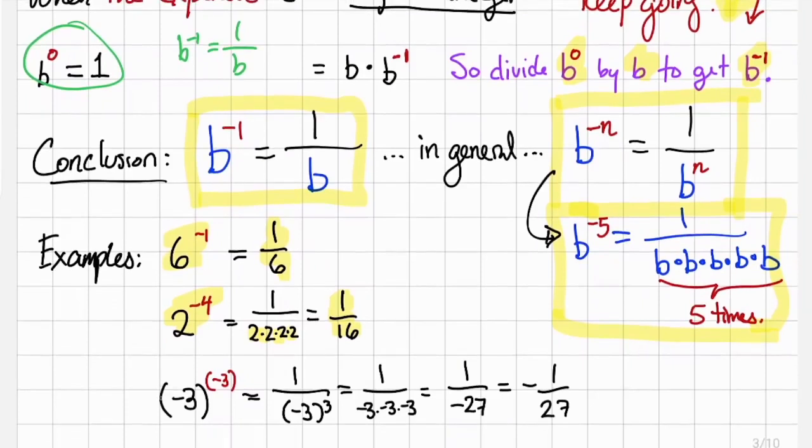What is negative 3 to the negative 3? We get 1 divided by negative 3 to the 3. So that's 1 divided by negative 3 times negative 3 times negative 3, which is 1 divided by negative 27, which is the same as negative 1 over 27.